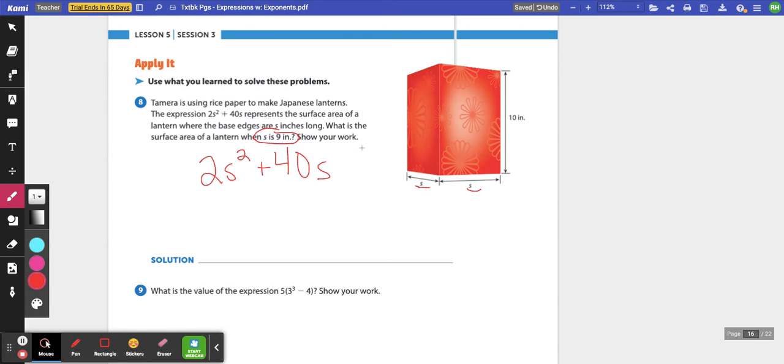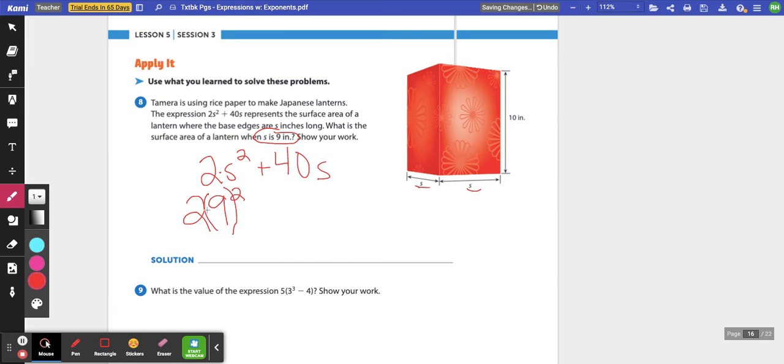So here we've got another situation where we have to substitute a number in for s. So we're going to put in 9 anywhere we see an s. Now here, notice I'm not just going to put 29 squared. That is not what this says. Remember, if a coefficient is right next to a variable, that means to multiply. So it's 2 times 9 squared.